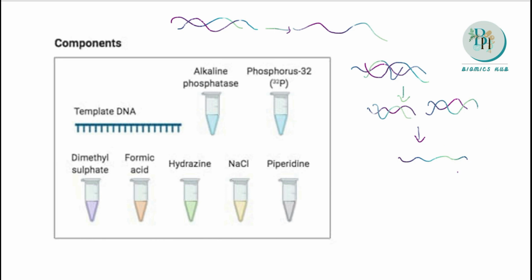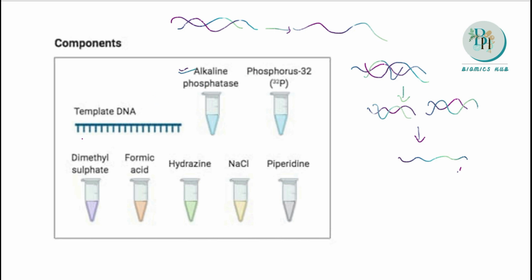The other thing required during this reaction is alkaline phosphatase. What is the work of this alkaline phosphatase? It removes the phosphate group at the 5' end. In the 5' end there is a phosphate group present, as we have discussed earlier, so the alkaline phosphatase has to remove that phosphate. Next comes phosphorus 32. It is a radio label. Along with ATP, it is attached at the 5' end.